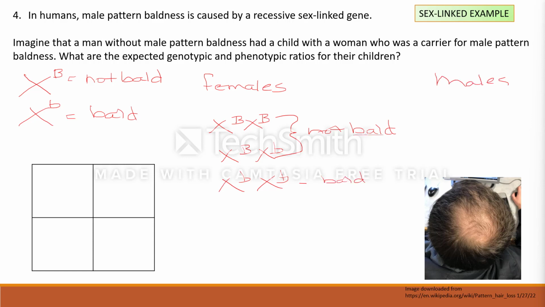For the males, there's fewer possibilities. Males could be either X big B Y or X little b Y. So remember, the Y chromosome does not have the allele or the gene on it. So these ones will be not bald, and X little b Y would be bald.